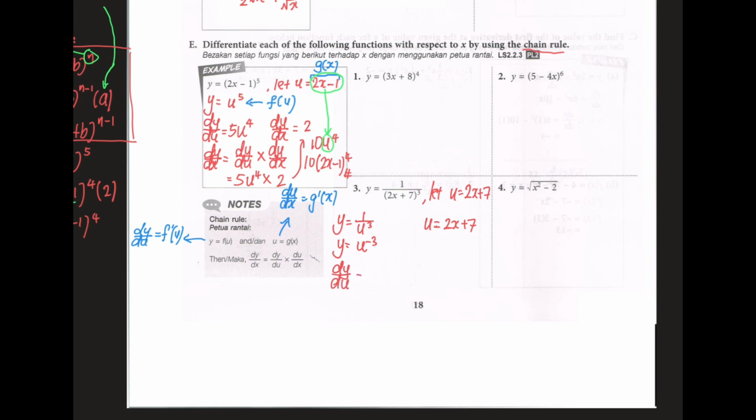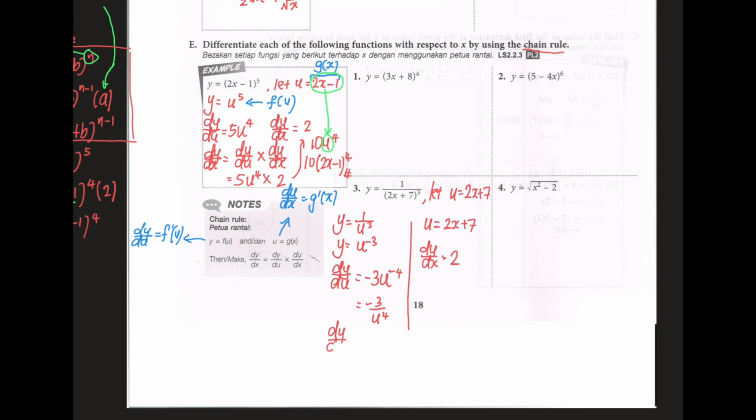So y equal to u to the power of minus 3. I bring it up. Then I start differentiation, dy du. The minus 3, you bring it in front, u, and then the power becomes minus 4. And then you bring it down, minus 3 over u to the power of 4. Then we just stop like this first. On the other side, du over dx. We differentiate 2x, it becomes 2. We differentiate 7, it becomes nothing.